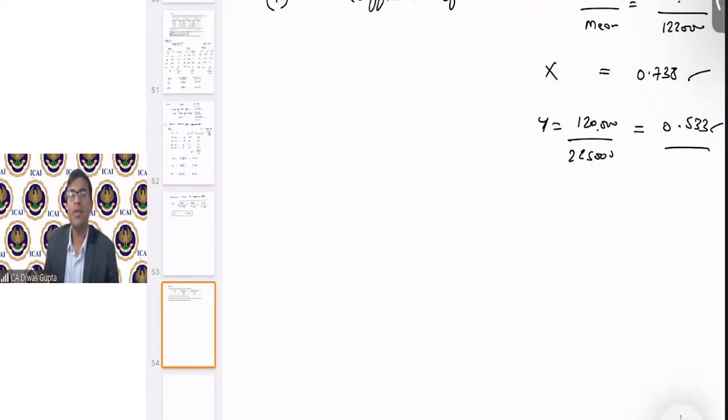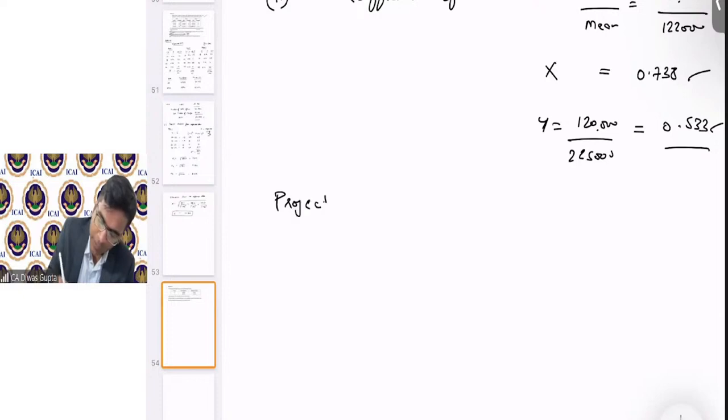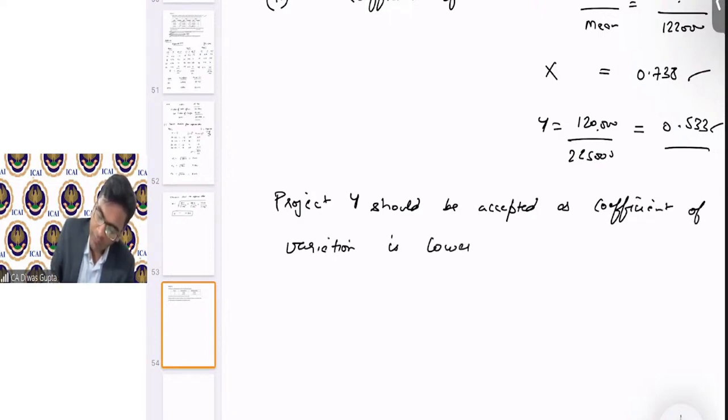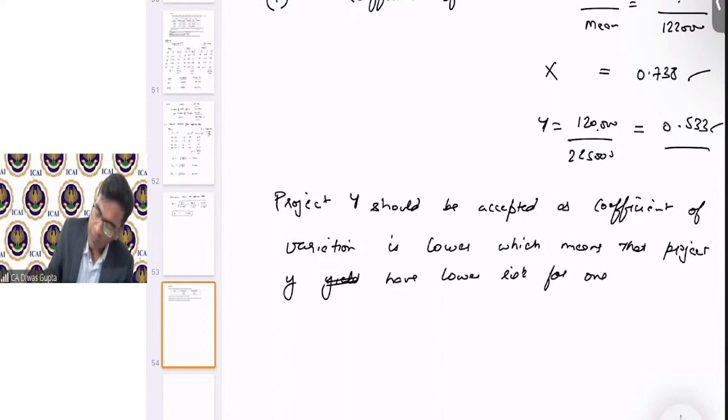And hence on this basis, project X appears to be riskier, right? And hence we should accept project Y. Project Y should be accepted as coefficient of variation is lower, which means that project Y has lower risk for 1 unit of mean.